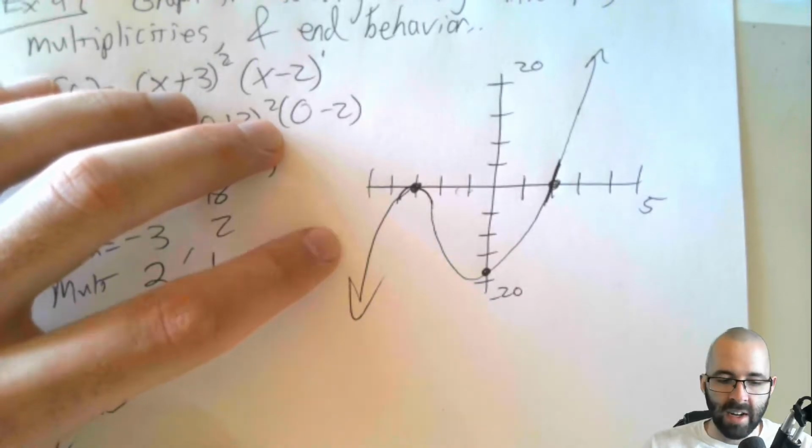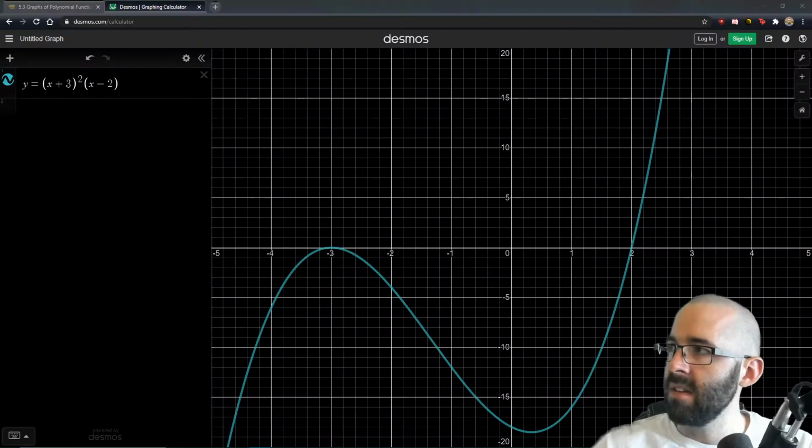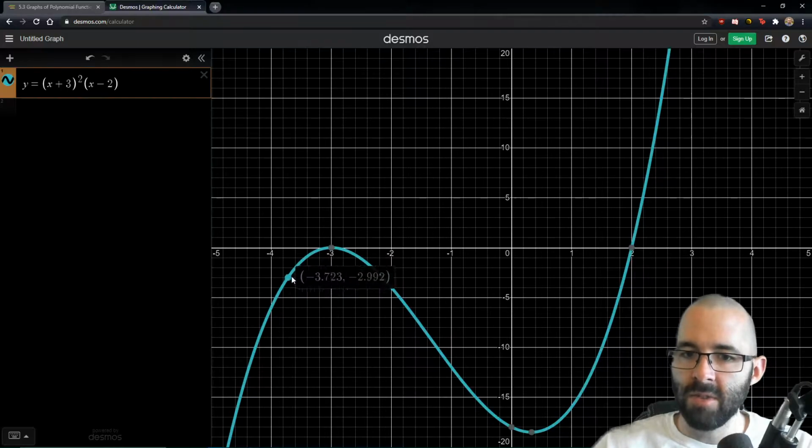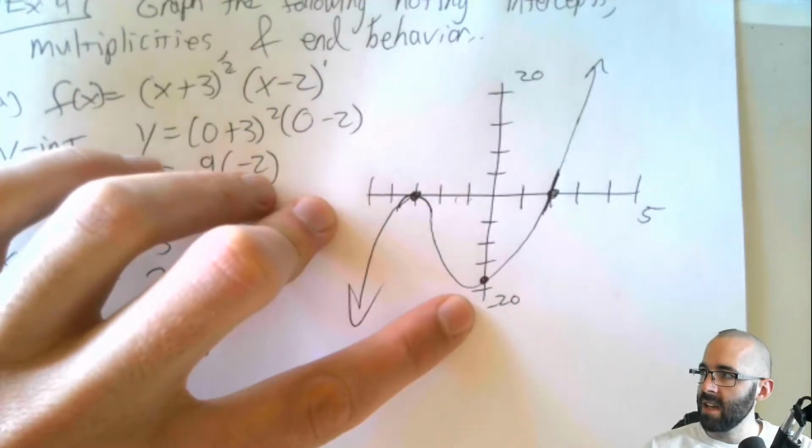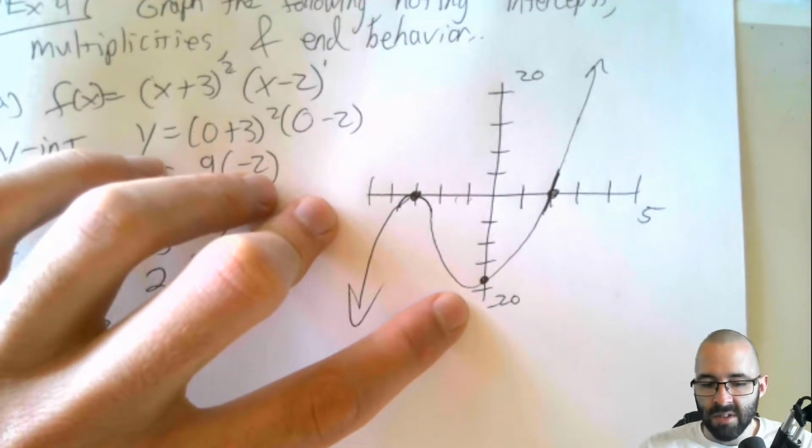So notice that right here, we bounced off at -3, just like this. And then we went through at +2, just like we have. And the y-intercept is -18, just like we have. So it's a little off, right?